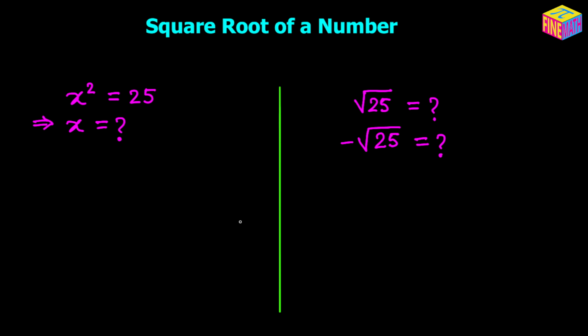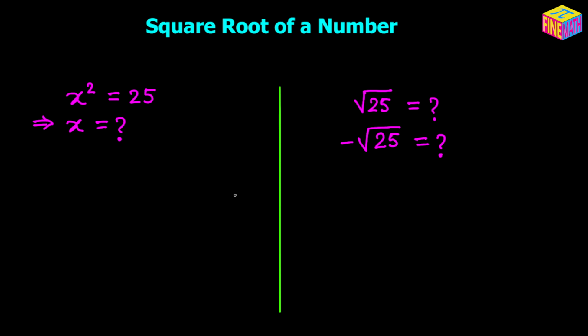Hi everyone. In this video we are going to talk about a topic which creates a lot of confusion in our minds, and I thought I would create a video to clear this confusion forever. Now I have taken a couple of examples. You can see on the left hand side I have x squared is equal to 25, then x equals how much, and similarly on the right hand side I have square root of 25 equals how much, and negative square root of 25 is equal to how much, right? So let's first solve the example on the left hand side, and then we'll talk about the right hand side.